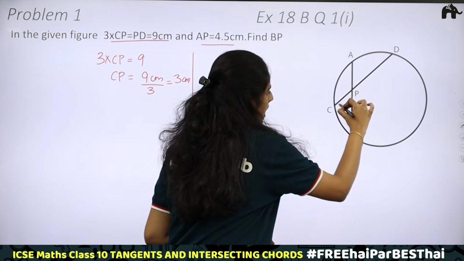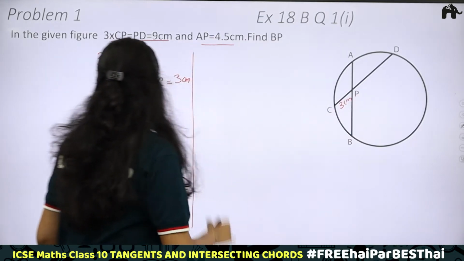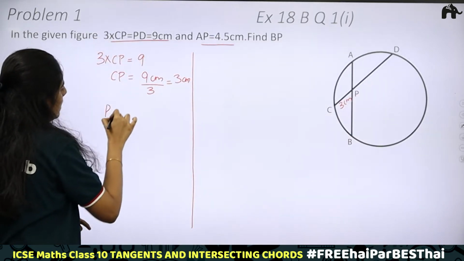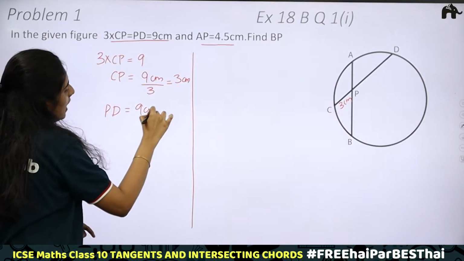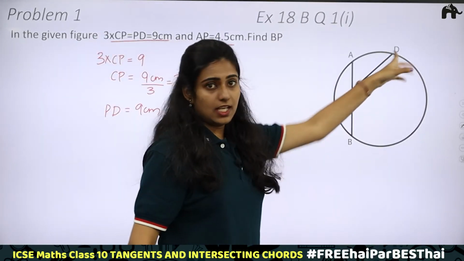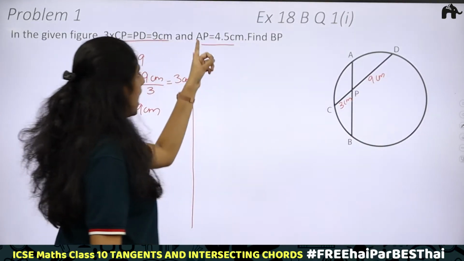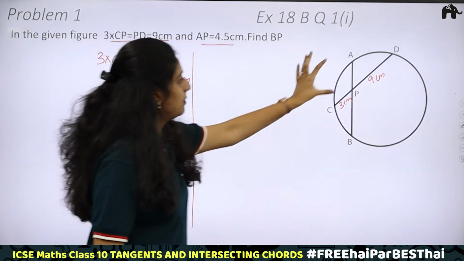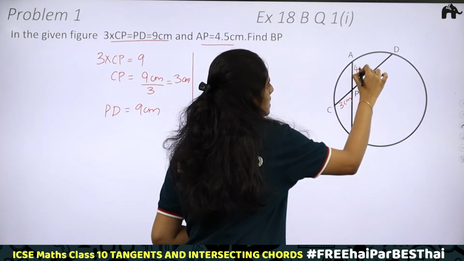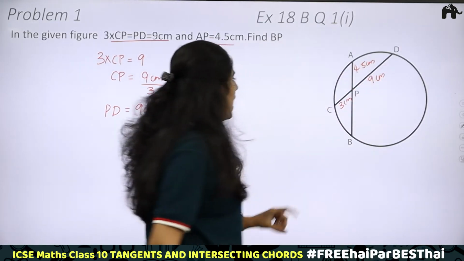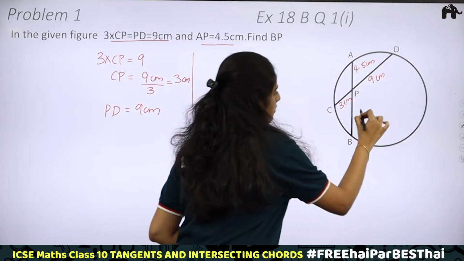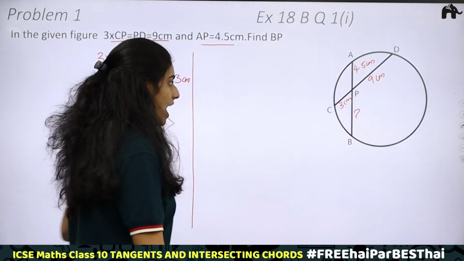Okay, CP is 3 cm. This is CP and CP we have 3 cm. Then we have PD given. PD is equal to 9 cm. This is PD and PD is 9 cm. What else? Here we have the value AP. AP is this part and that is 4.5 cm. We have to find BP. We have to find this length. Okay. We have a theorem.